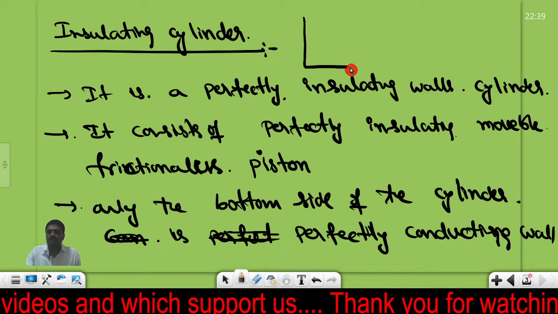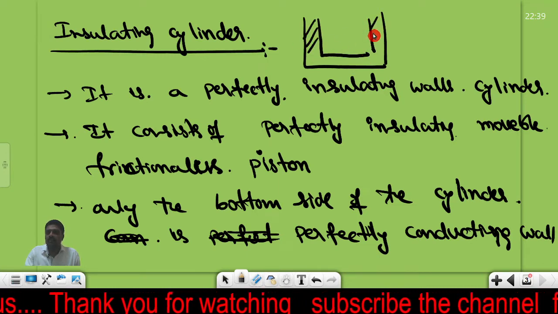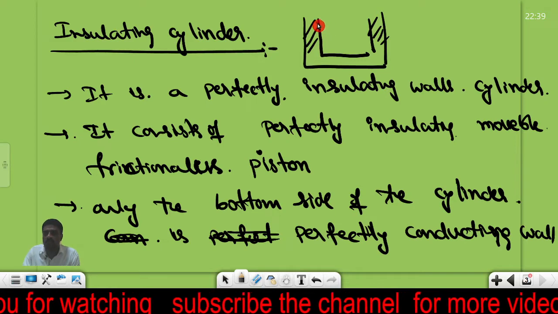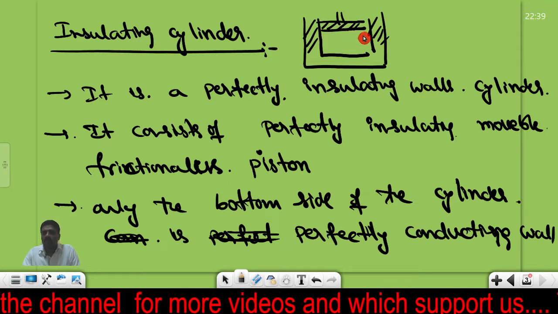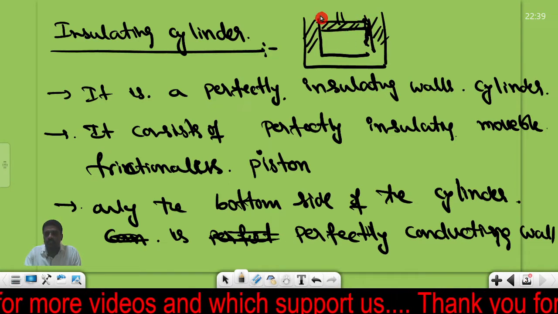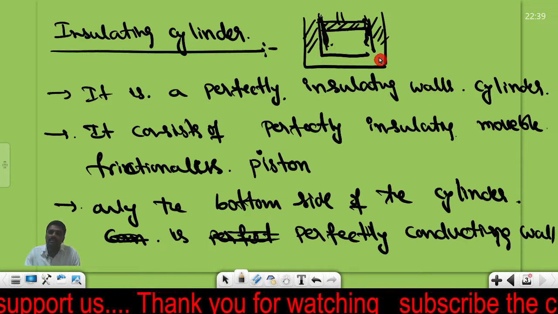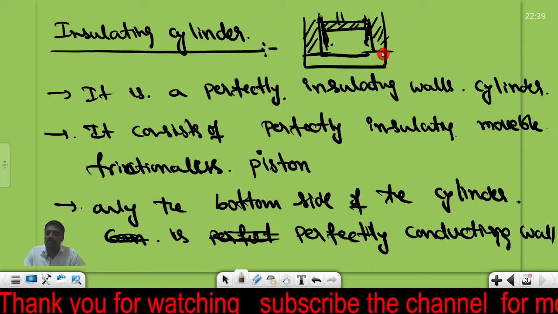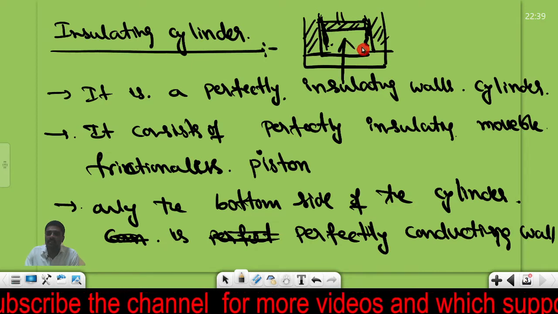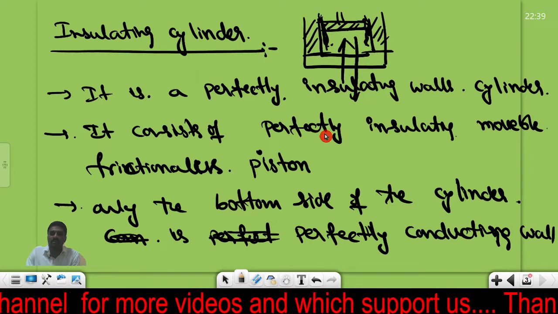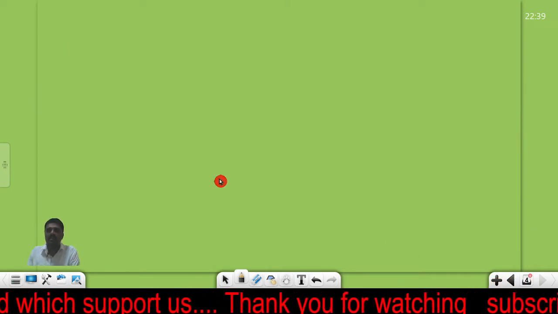Let me take this as the cylinder. All the side walls of the cylinder are perfectly insulating walls, and the piston is also perfectly insulating. The piston is frictionless, and only the bottom side of the cylinder is a perfectly conducting wall. That means it can allow heat energy to flow from the source to the working substance and from the working substance to the surroundings. This is the important point of the insulating cylinder. Let me go to the next one.